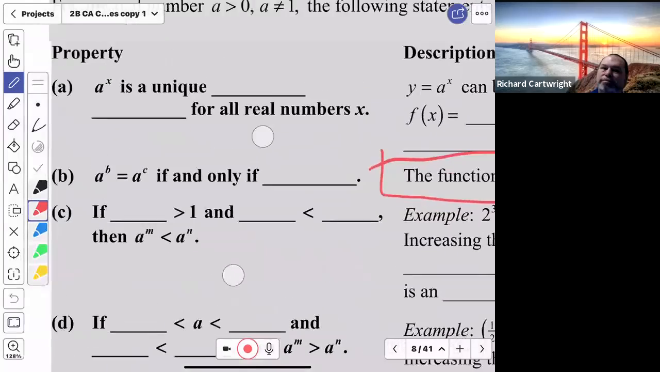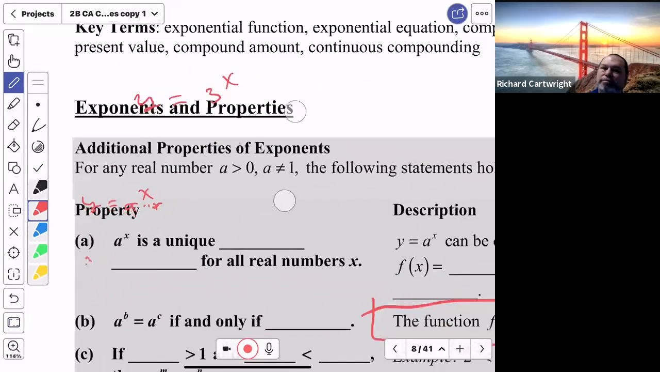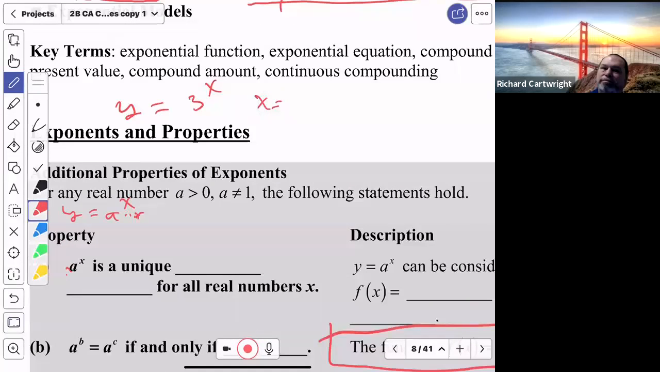If I just gave you y equals 3 to the x, and I gave you a whole bunch of answers when x was negative 2, when x was negative 1, when x was 0, when x was 2, you notice this is what we're talking about. If y equals a to the x, no matter what x I plug in, I always get a number out of it. Even this one up here: what if I say x is 1/2? Then I have 3 to the 1/2 power. Well, that's another property of exponents. Anything to the 1/2 power really means the square root of that 3. So that's still a number.